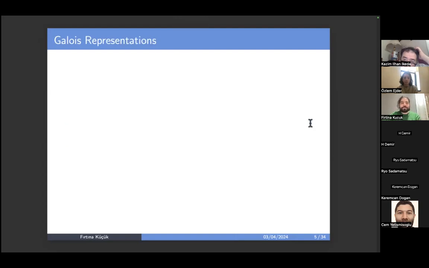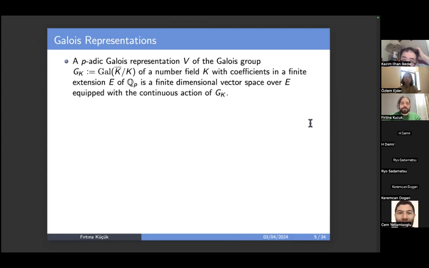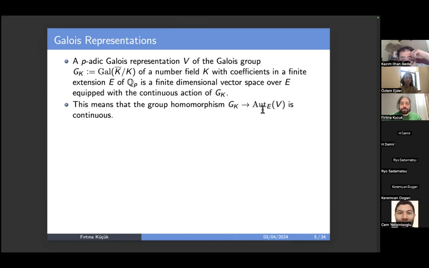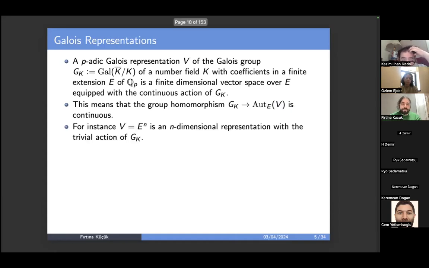Let me move on to Galois representations. We are interested in p-adic Galois representations. A p-adic Galois representation of the Galois group of a number field K with coefficients in a finite extension E of Q_p is a finite dimensional vector space V over E, equipped with a continuous action of the Galois group, which means that this group homomorphism is continuous. For example, we can take V as E^n with the trivial action of G_K, so it's an n-dimensional trivial representation.